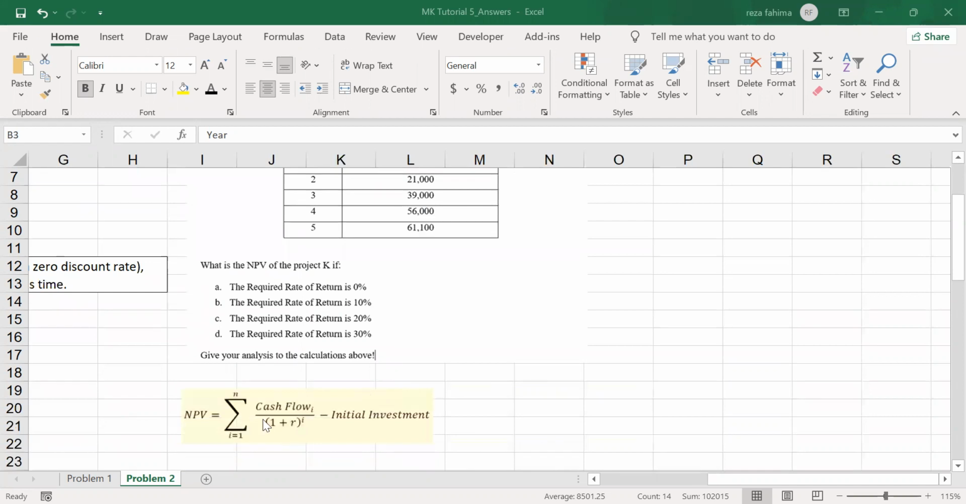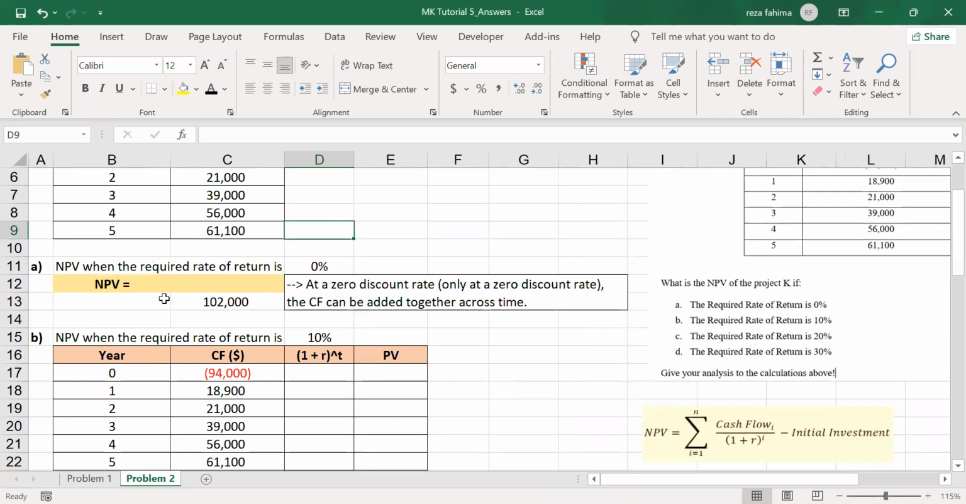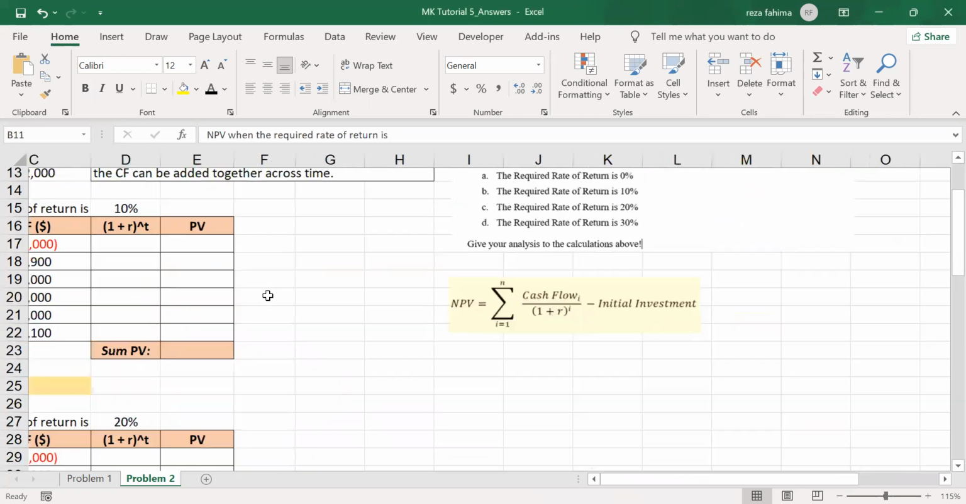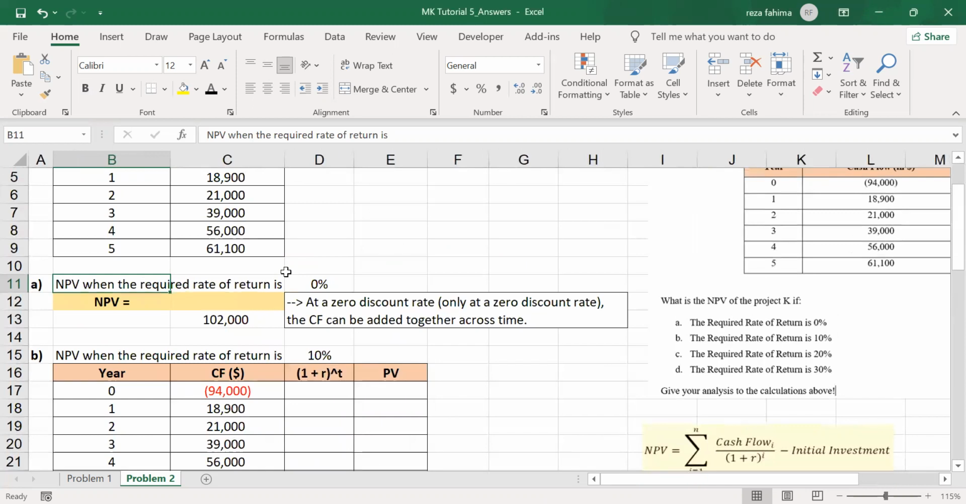Okay, and to remind you a bit, the NPV is the sum of the present value of the cash flows, which is cash flow divided by (1 plus r) to the power of i, subtracted by the initial investment. Okay, so I have written down the given information here. For point A, the NPV when the required return is 0%.